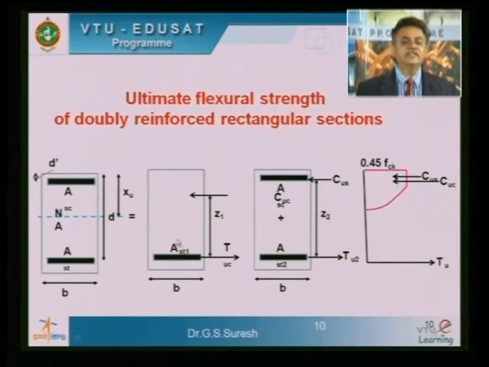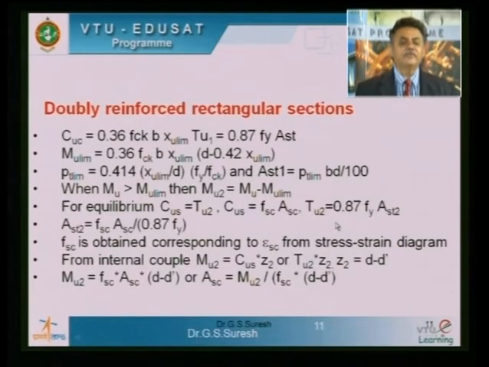Now MU is MU limit plus MU2, where MU2 is CUS into Z2 or TU2 into Z2. What is Z2? See, students, here the overall effective depth is d and this is d dash. So if you deduct one from the other, Z2 is d minus d dash. So that's how you do the calculation, which I have shown here.